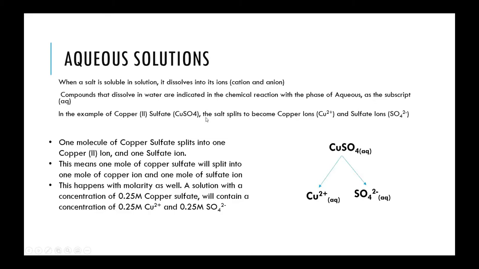Sticking with the copper sulfate example, one molecule of copper sulfate will dissolve into its individual ions. That would be one copper 2+ ion and one sulfate anion. That means a solution with a molarity of 0.25 molar copper sulfate is a 0.25 molar solution of copper ions, as well as a 0.25 molar solution of sulfate ions.